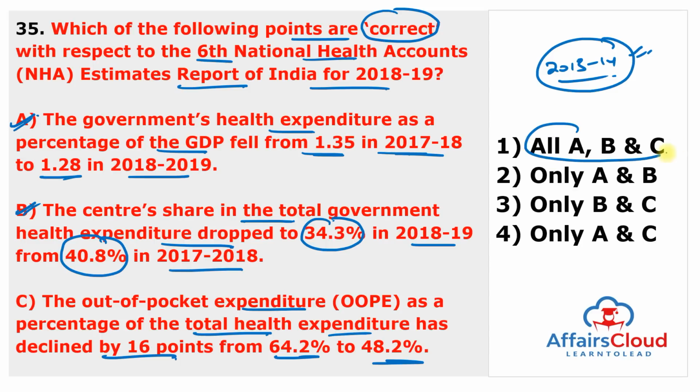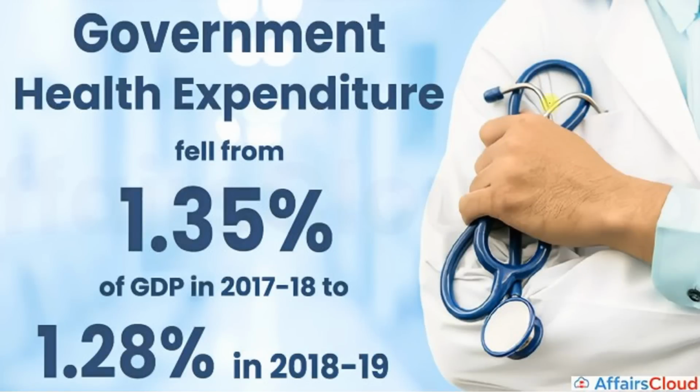So all the statements are true. The answer to this question is 1, all A, B, C. You can see here government health expenditure fell from 1.35% in 2017-18 to 1.28% in 2018-19.